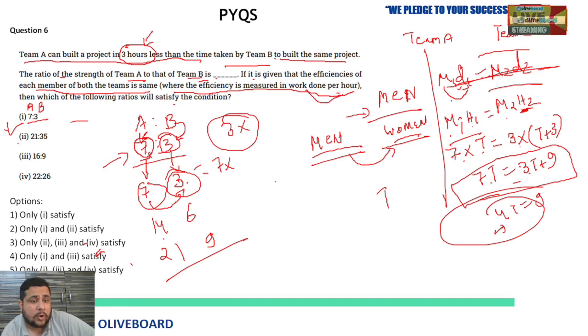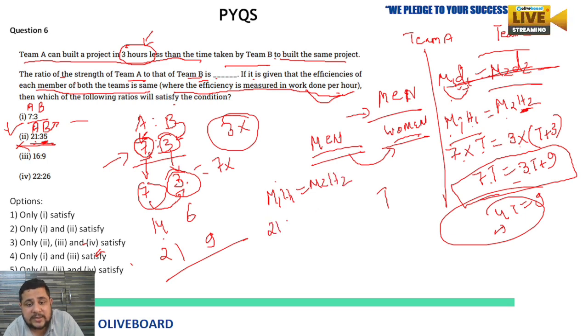See, in the second option, the number of persons from A is less than B, because the ratio itself tells us 21 is to 35, where the majority indicates the members from B. So this is not satisfying our condition. Why? Because B is taking less time than A, and the efficiency of each member is the same in both teams. So this cannot be our answer. If you put 21 and 35 in M1 H1 equal to M2 H2, you get 21 multiply T, then 35 multiply H2, and H2 is T plus 3.